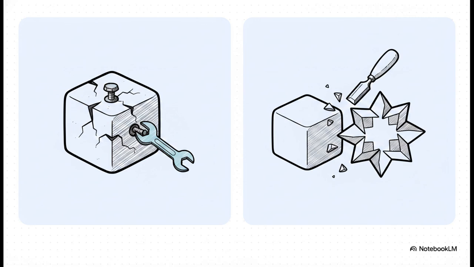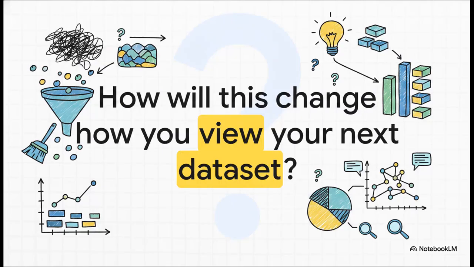So if you remember one thing, it's this. Cleaning is to fix. Transformation is to shape. Now that you know the difference, how's that going to change how you look at your next data set?